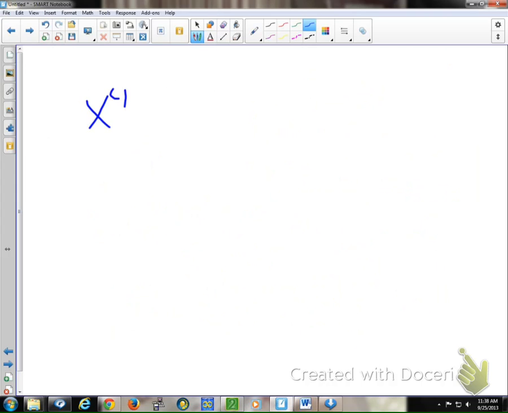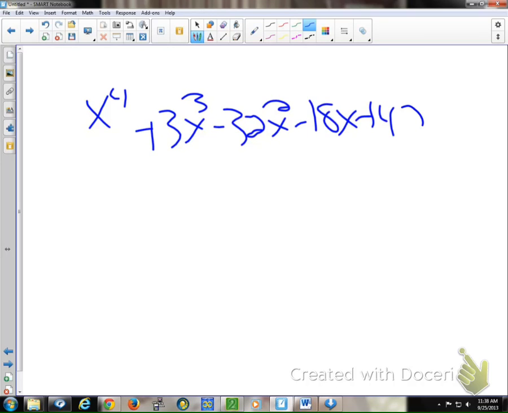x to the fourth plus 3x cubed. Are you just writing the problem down? Yes. Okay. That's your problem.